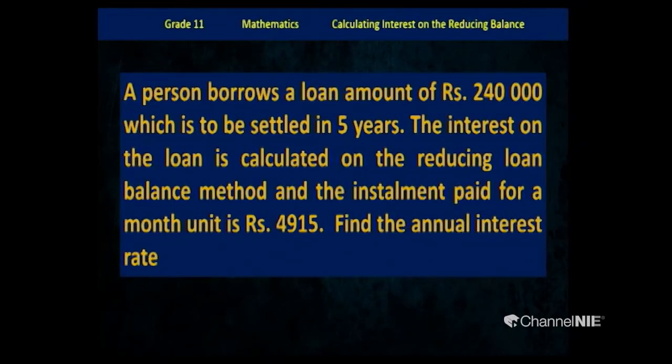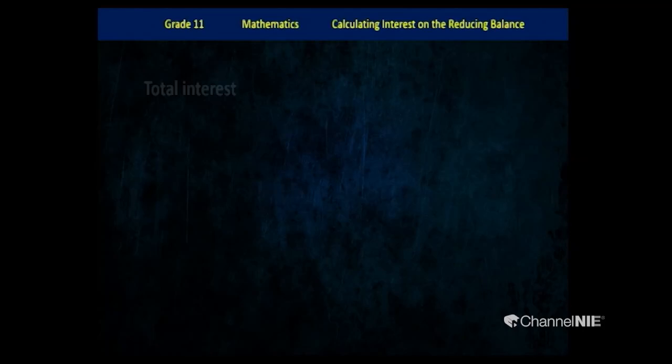The number of month units is 1830. Then how to find the total interest? 10x upon 3 multiplied by 1830. Then simplify. In any way you can simplify. I propose this simplification.